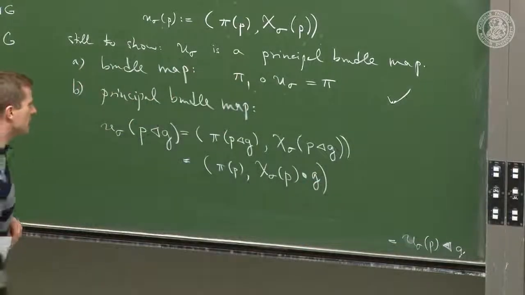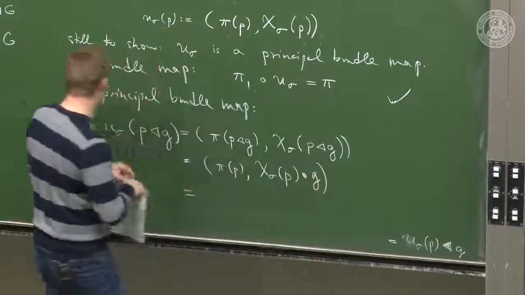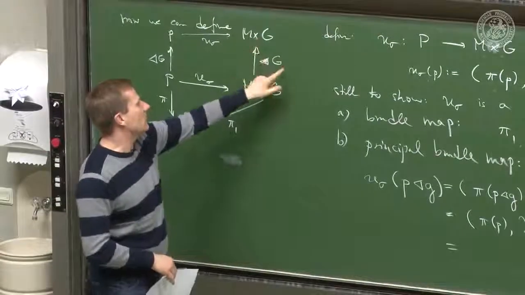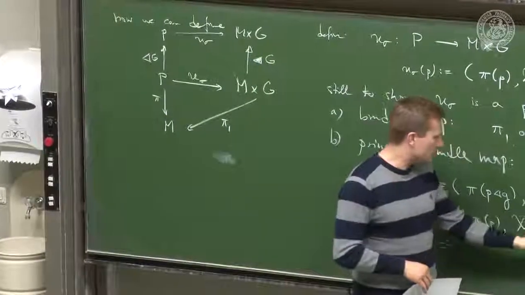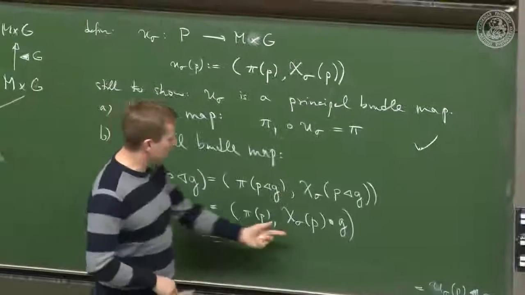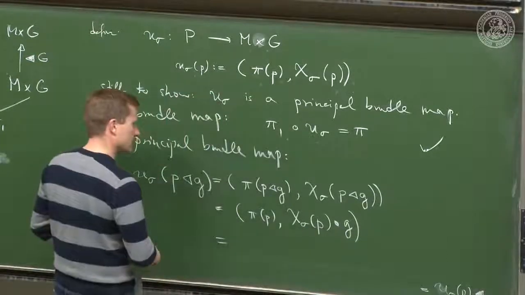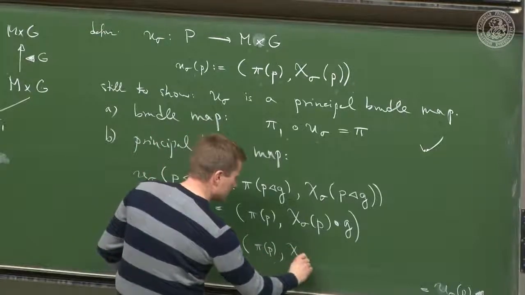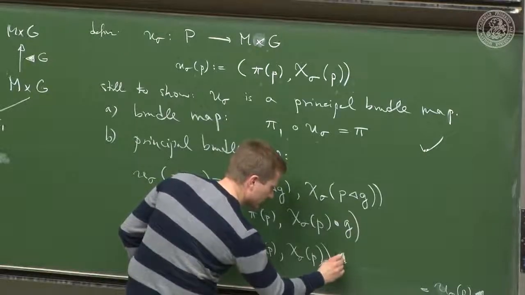But if you remember correctly, this blobbing here, of course, we're in this bundle. There the solid action works, and the solid action we acted on elements in here from the right by just blobbing the second element of this Cartesian product with the G. Right? That was the definition we did before in this trivial bundle. And so this is pi of p, comma, chi sigma of p, and coming from the right with the solid action.